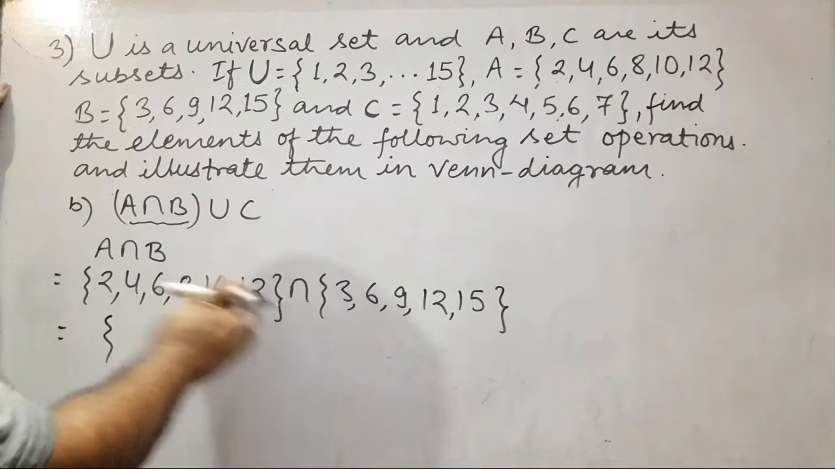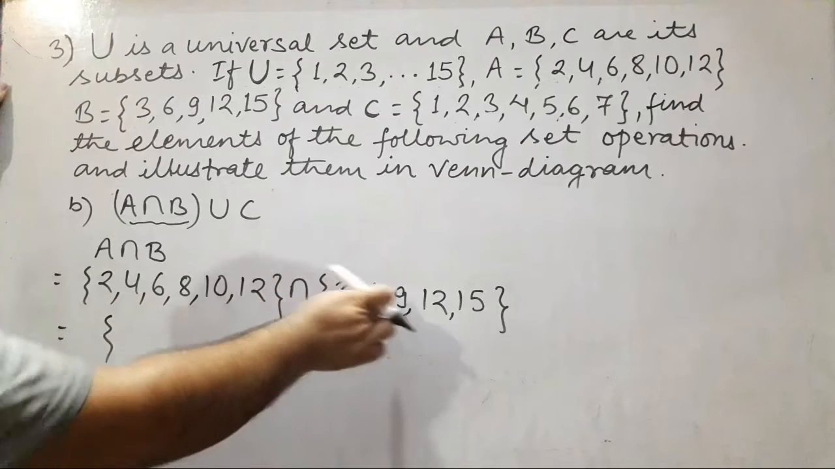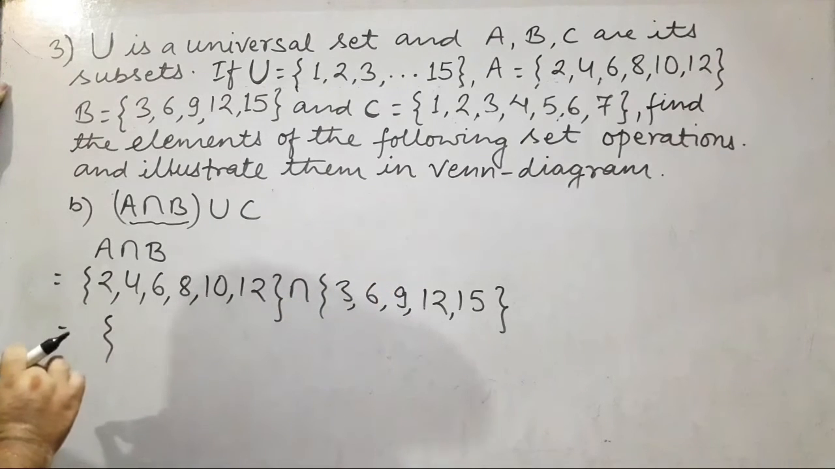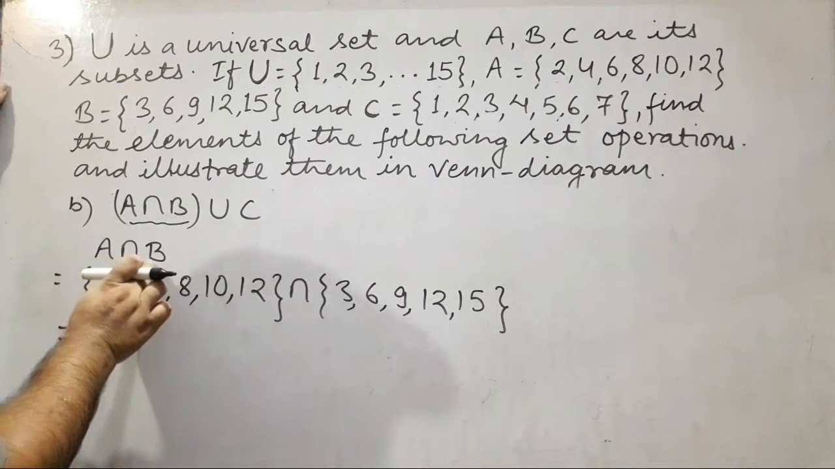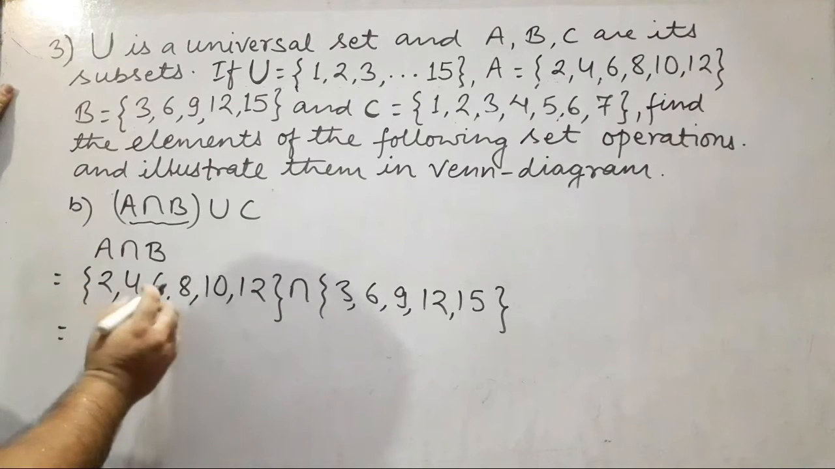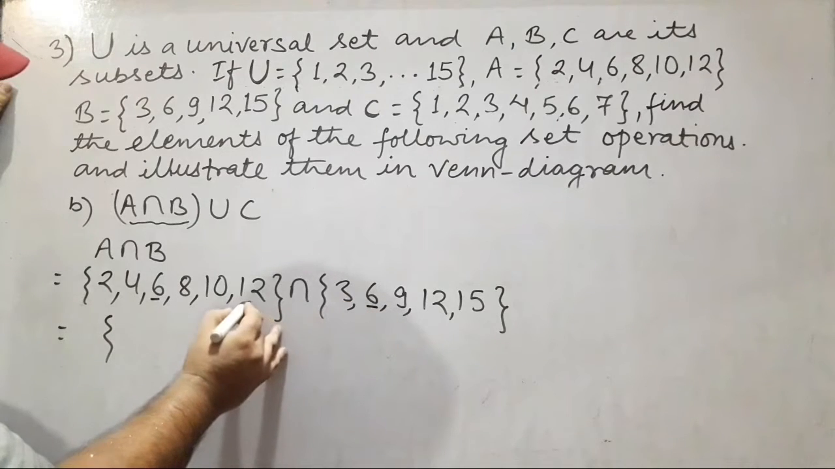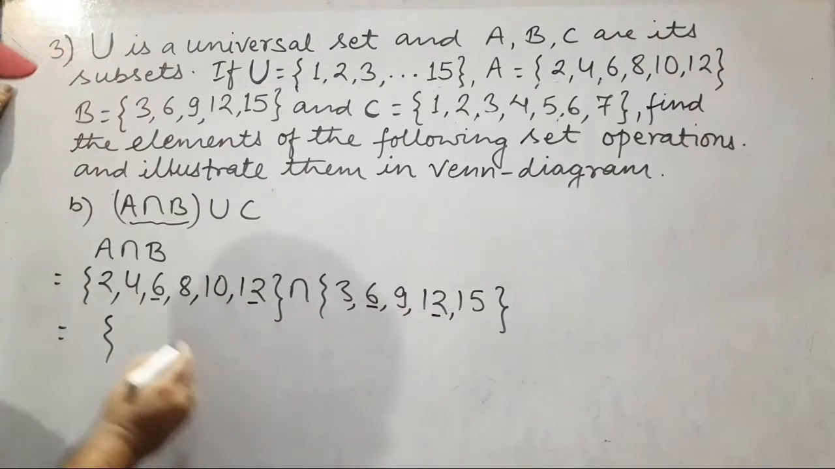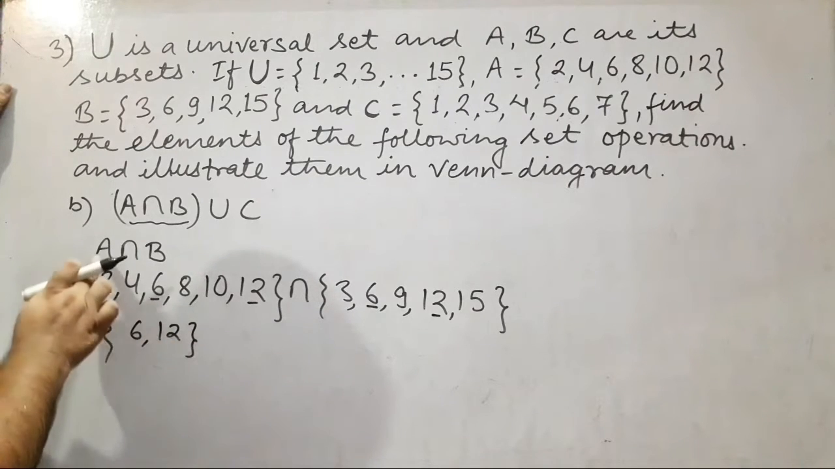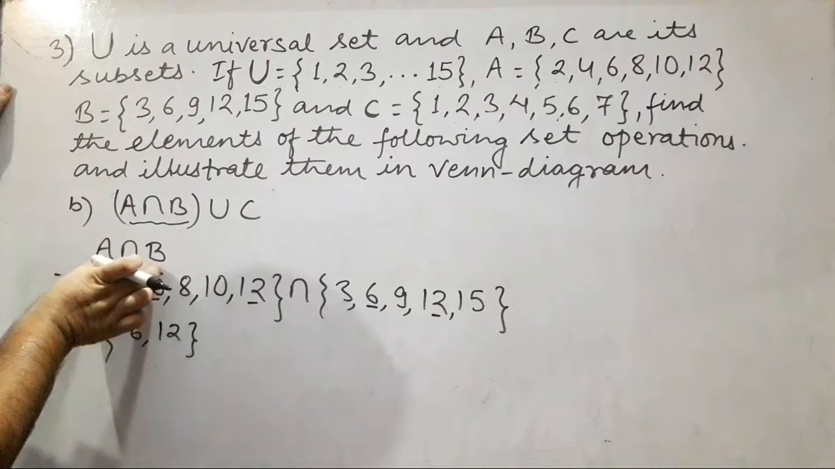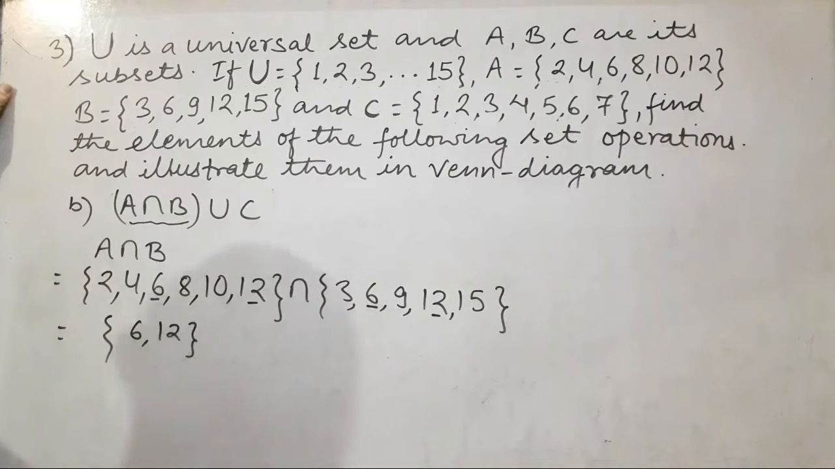The intersection of two sets contains the elements lying in both sets. So it is a collection of the elements which should lie in set A as well as in set B. So what are the elements lying in both sets? 6 and 12. So the elements 6 and 12 lie in both sets A and B. That is, A intersection B equals 6 and 12.